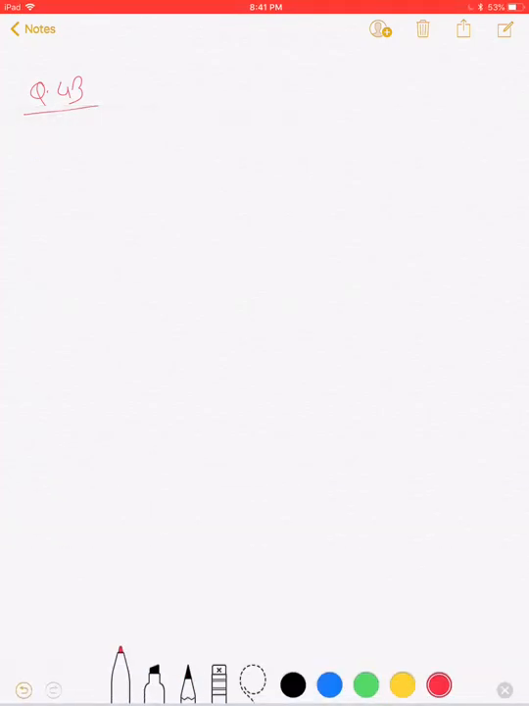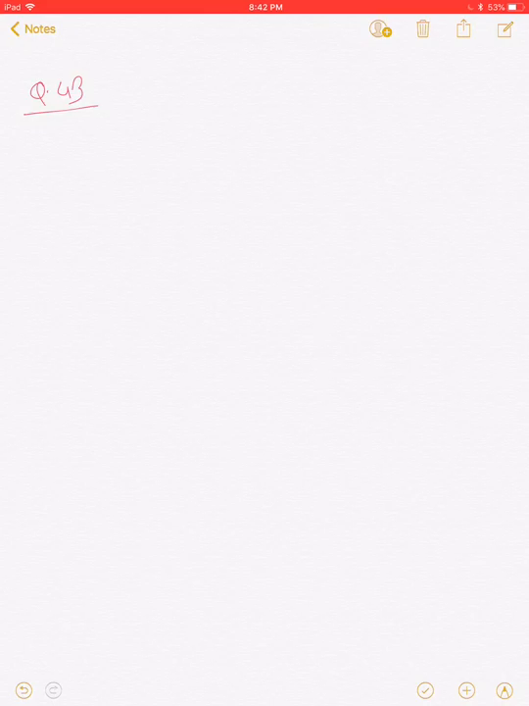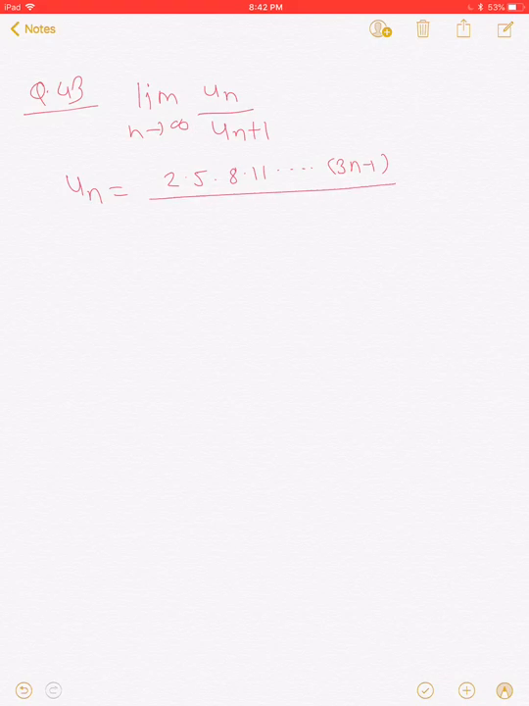Hey guys, let us start with question number 43. In question number 43, we have to find limit n tending to infinity un upon un plus 1, and it is given that un is equal to 2 into 5 into 8 into 11 ... up to 3n minus 1. In denominator it is given 1 into 5 into 9 into 13 ... up to 4n minus 3. So this is our nth term.